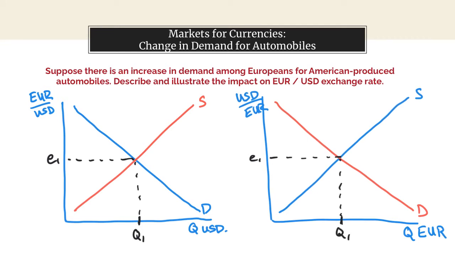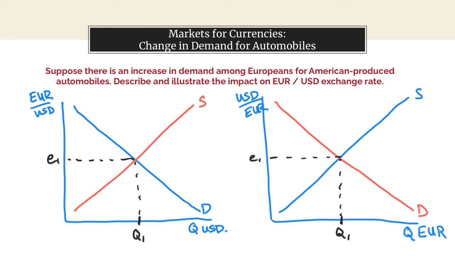Okay, so now what happens here? There's an increase in demand among Europeans for American-produced automobiles. What you should think of here first is whose behavior is changing. It's Europeans' behavior that's changing. Europeans are the individuals that demand or buy US dollars. So with Europeans' behavior that's changing, it's the demand for US dollars that's changing.